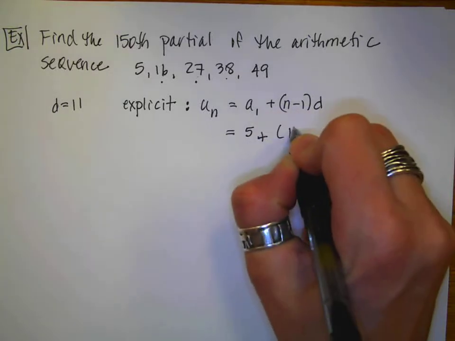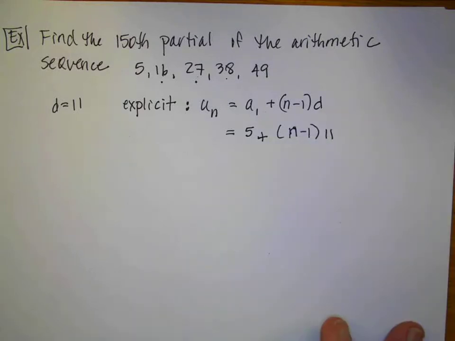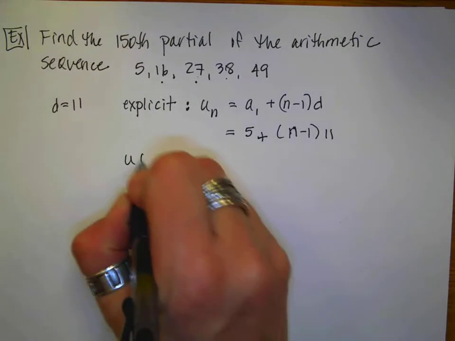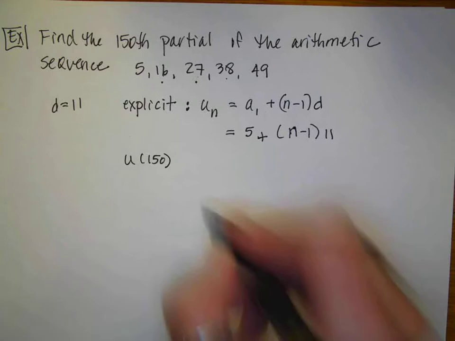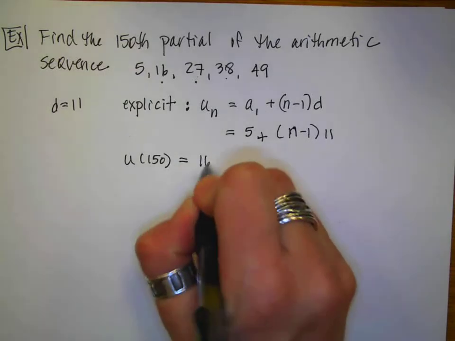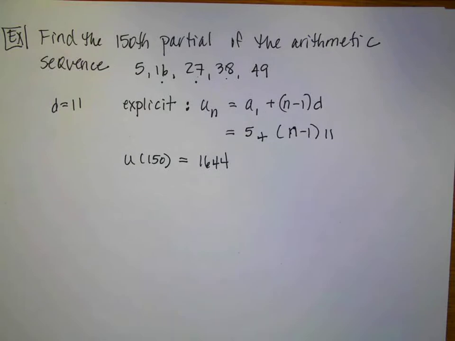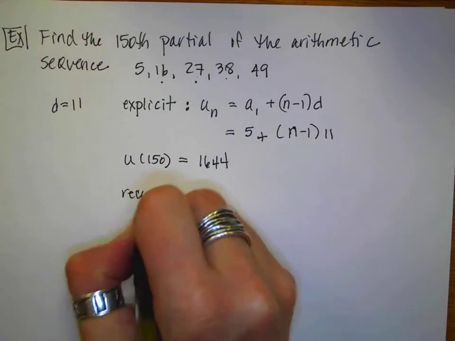Okay? And so if I find my first term, it's 5, right? There's the plus. I have a, what did I do? n minus 1 is the variable. Whew, there we go. Having a brain fart there. So then I would put that in my calculator. And then I would do u of 150 in the main screen, and that would tell me that my 150th term is 1644.